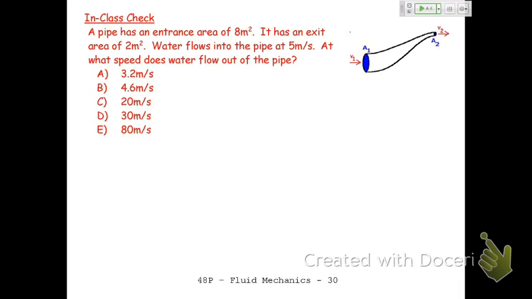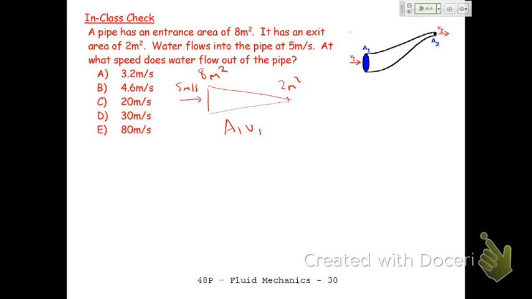So, a pipe has an entrance of 8 square meters. It has an exit of 2. What's the flow? There's a flow in. What's the flow out? So, you don't have to draw a fancy diagram. This is 8 meters squared. This is 2 meters squared. This is 5 meters per second.